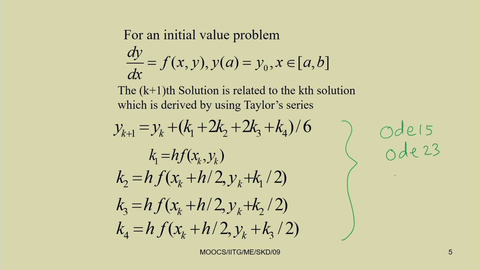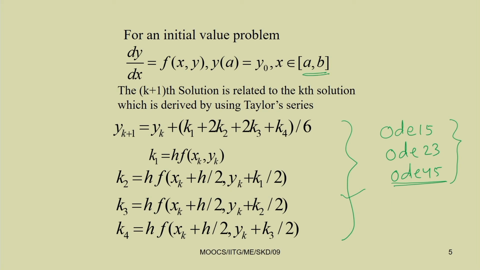For example, you can find ODE15, ODE23, and then ODE45. The purpose of all these functions is different, so you can go through the purpose of each of them. Generally, you can use ODE45, which is a fourth and fifth order Runge-Kutta method, to find the solution of a differential equation. Here this is the fourth order Runge-Kutta method, where you are using 4 constants, that is K1, K2, K3, K4, and by writing down these equations you can easily solve for a given initial condition.